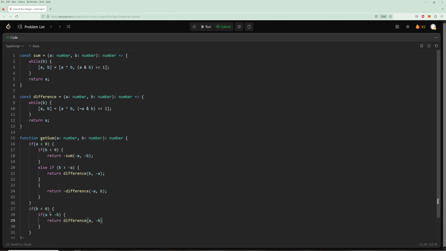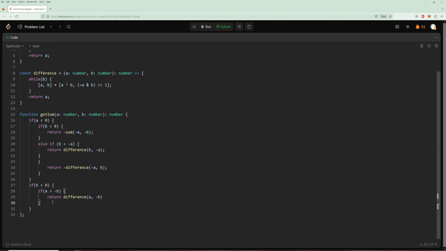So this would be like if A was 7 and B was -5, you're essentially saying, okay, let's just do 7 minus negative, or, yeah, it wouldn't be 7 minus negative. Oh no, because we make it positive here. So if A was 7 and B was -5, we were saying basically let's just get 7 minus 5, and that's the same thing.